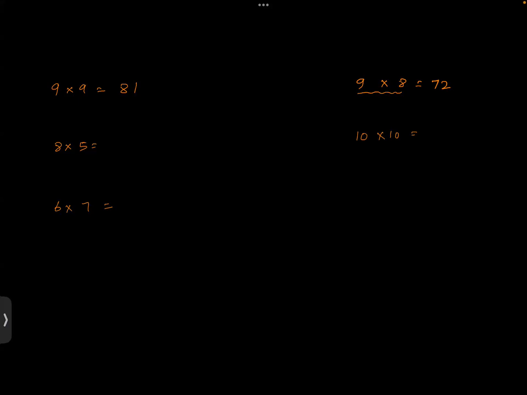Do tell me 9 nines are how much, and 9 eights are how much. 9 nines are 81. Good. 9 eights are 72. Then do tell me 6 sevens and 8 fives. 8 fives are 40. Then 10 tens are 100. Then 6 sevens are 42. 9 sevens are 63. Good.